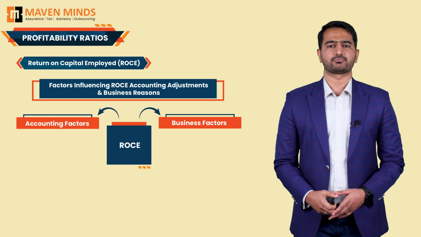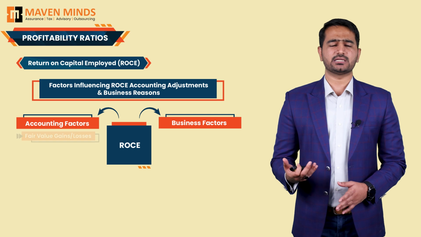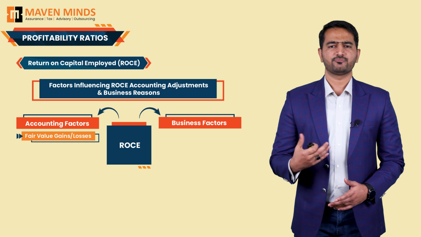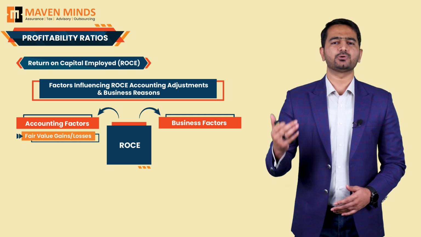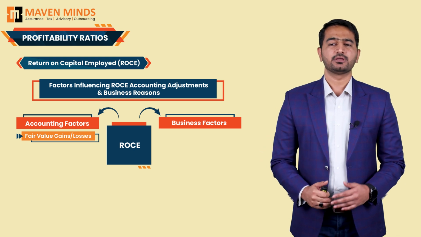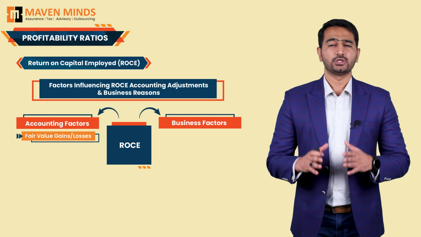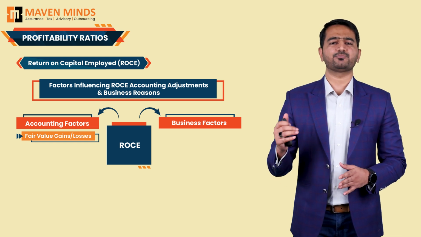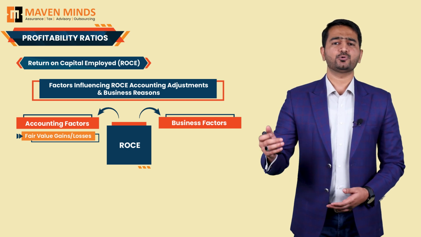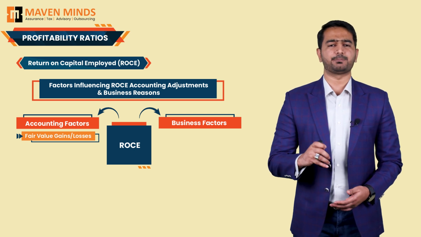For example, if your profit and loss contains significant fair value gains or losses, this could impact your profit before interest and tax. For instance, if there are high fair value gains included, your profit before interest and tax would be higher, which would result in a higher return on capital employed. In this scenario, you could comment that the return on capital employed was essentially higher due to these fair value gains. However, if you exclude these fair value gains, the underlying performance may not be as good as it appears.